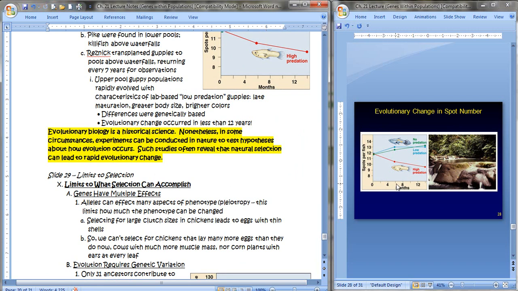Now, evolutionary biology is a historical science. Nonetheless, in some circumstances, experiments can be conducted in nature to test the hypotheses about how evolution occurs. Such studies often reveal that natural selection can, in fact, lead to rapid evolutionary change. I'm going to stop this here and do one last short installment.